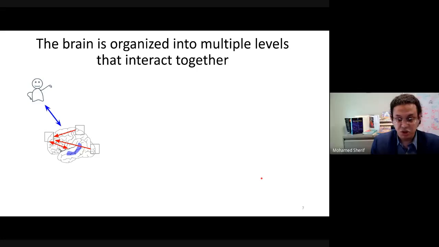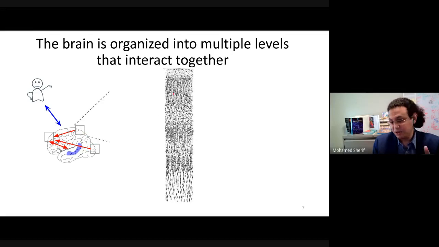Multiple levels. So we have behavior that results from the interaction of the different parts of the brain, whether it's different regions of the neocortex or hippocampus or subcortical structures. Since I'm going to talk today about the neocortex, I'm focusing just on the neocortex here. It has this canonical six-layer structure or four-layer structure, depending on whether you are in a granular or agranular area of the neocortex.